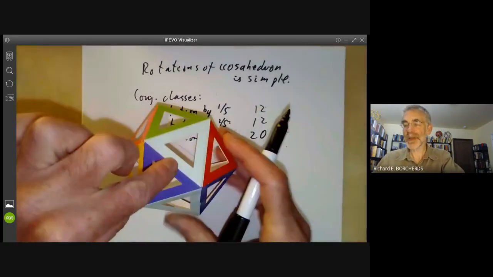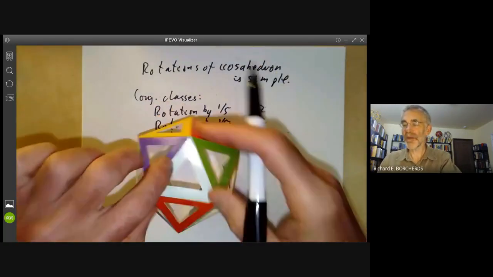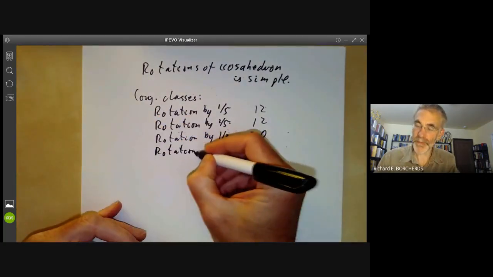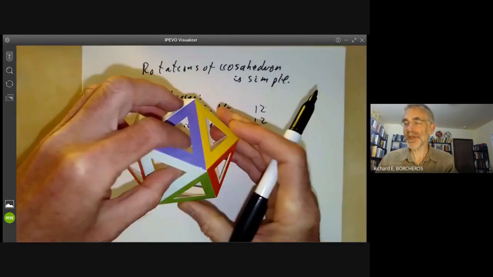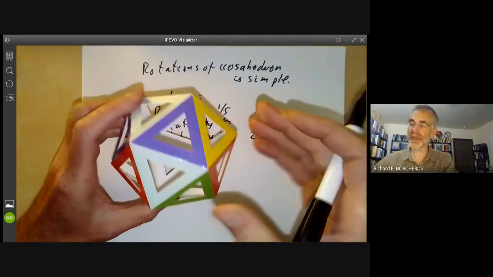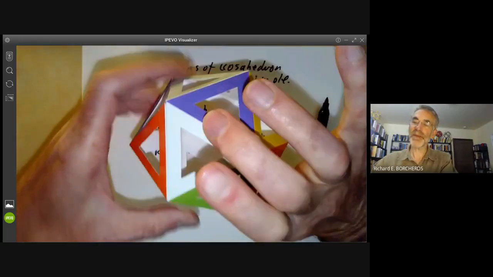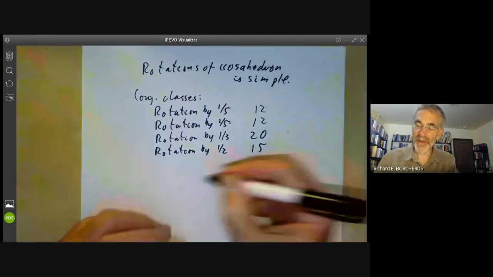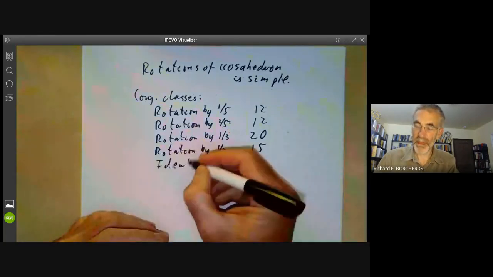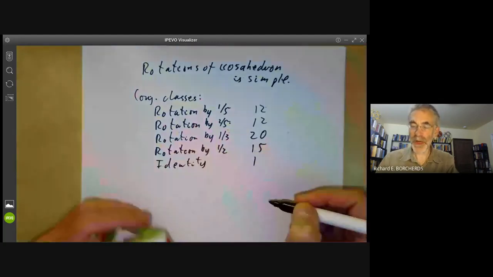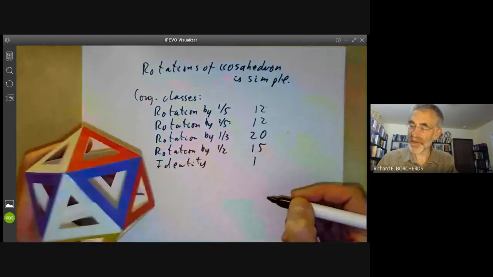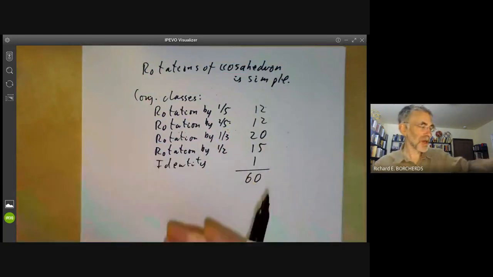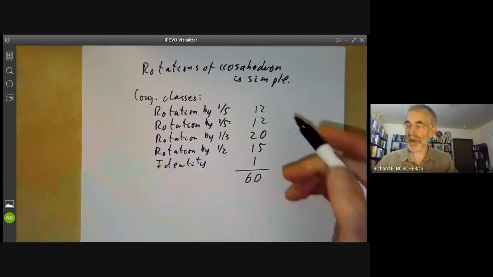Then if we fix an edge, we can rotate by 1/2 a revolution about that edge. Now there are 30 edges, you might think we get 30 of these, but if you notice, opposite edges give you the same rotation by 1/2 a revolution, so we get 15 of these. And finally we have the identity, and that gives 1. And are there any other rotations? Well, if we add these up, we get 60. So we found all rotations of the icosahedron, and these are all the conjugacy classes.